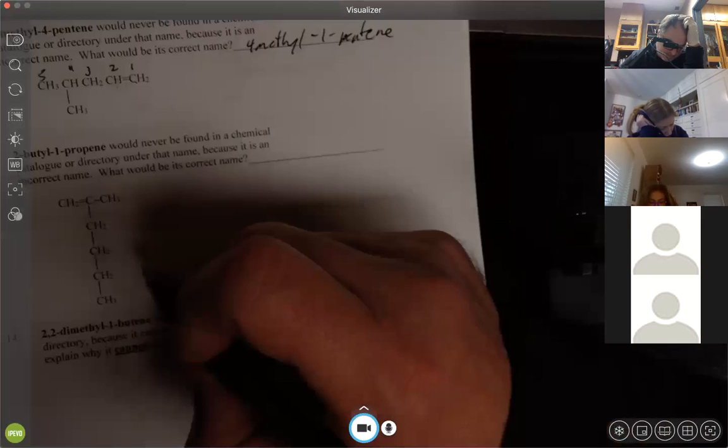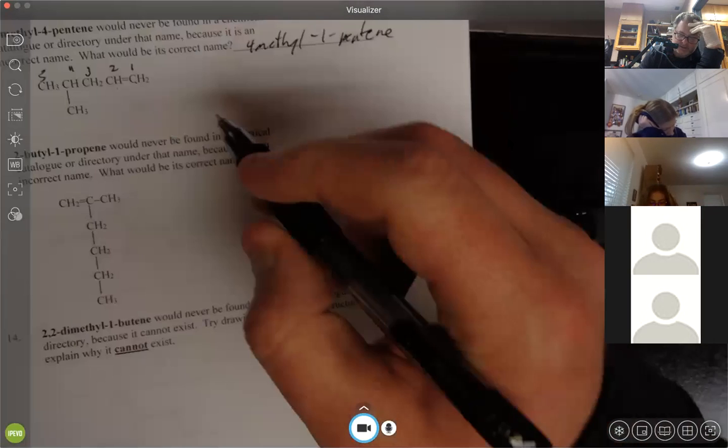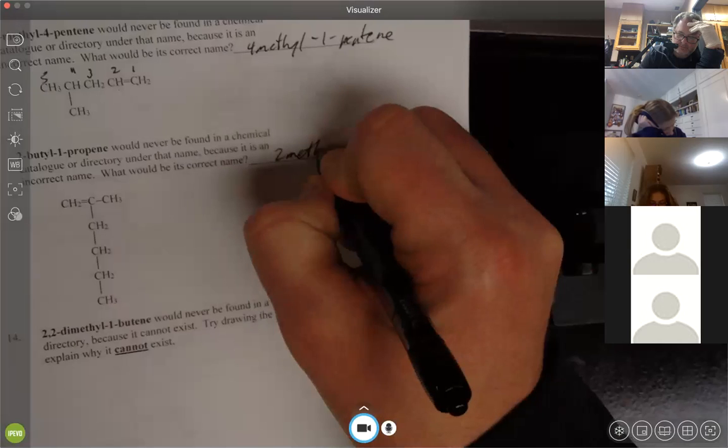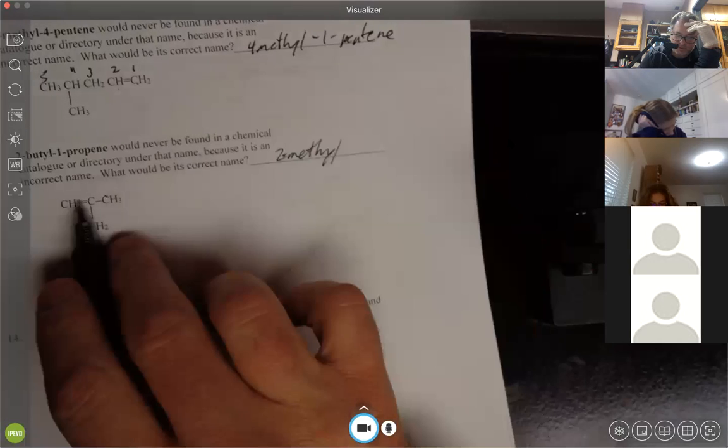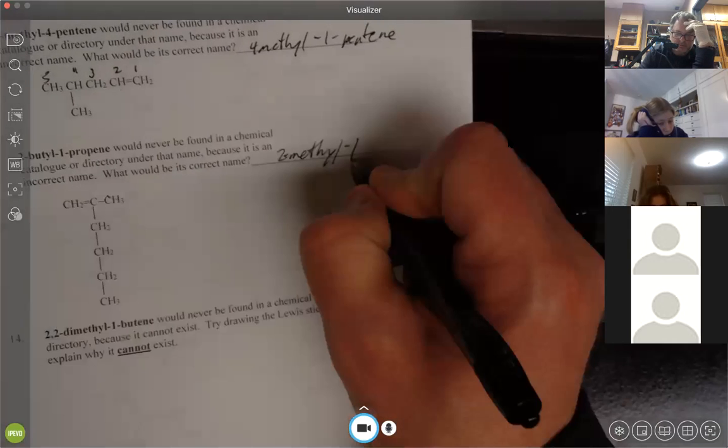2-butylpropene would not be it, because it would be 2-methyl, right? 1, 2, 1-hexene.